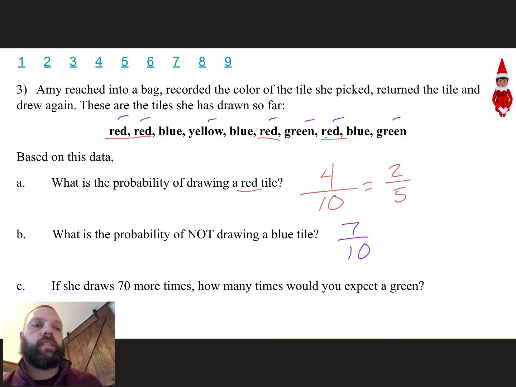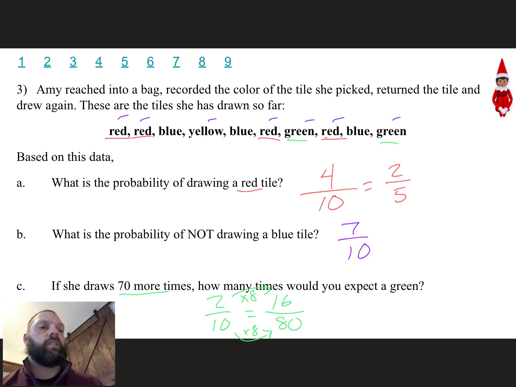If she draws 70 more times, how many times would you expect a green? So let's look at this. Green, 1, 2. So I have 2 out of 10. Now it says 70 more times. So that's kind of a little bit tricky, right? If I add 70 onto the 10, that's actually going to give me 80. So to go from 10 to 80, I'm going to multiply by 8. To go from 2, I have to multiply by 8, which is going to give me 16.